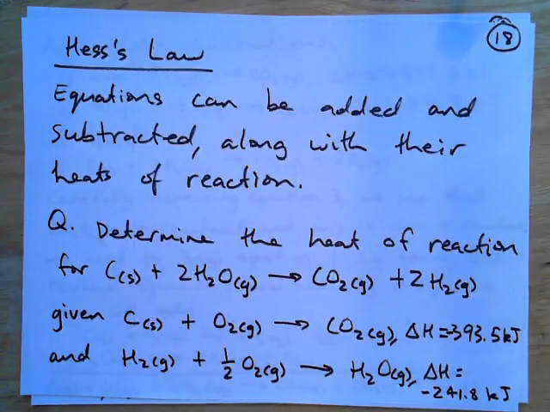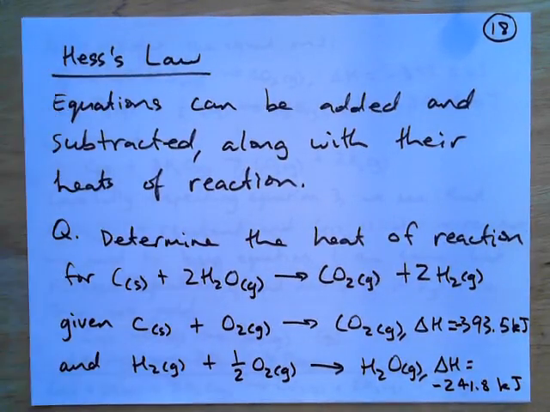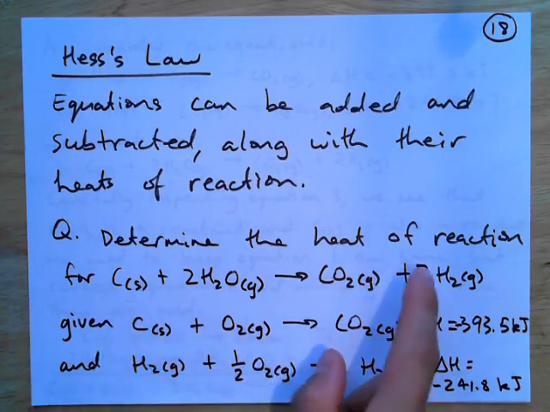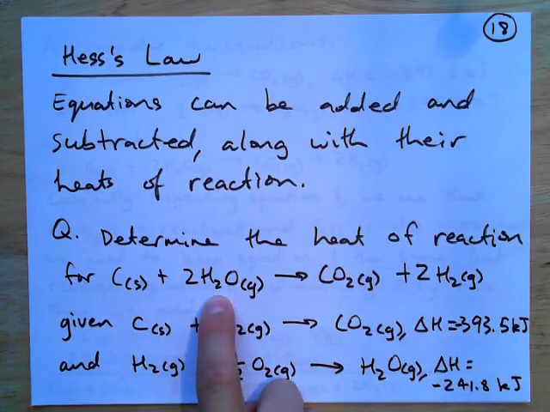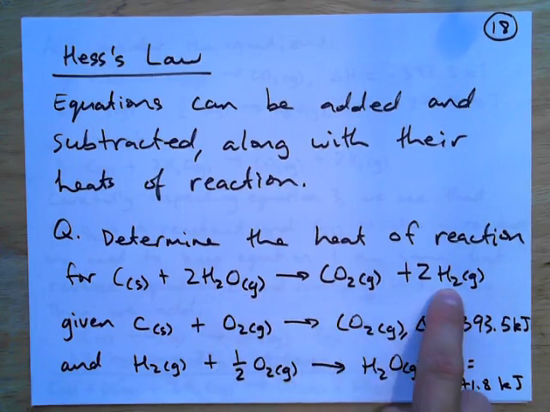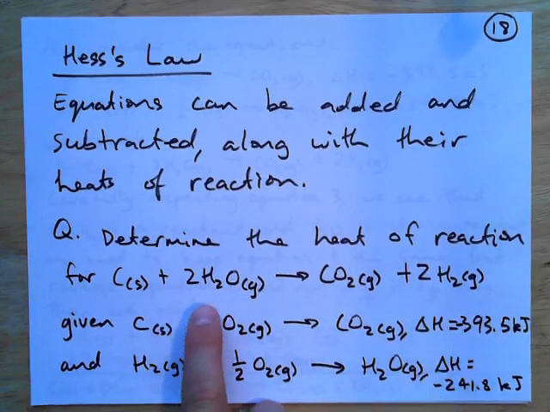Hess's law: equations can be added and subtracted along with their heats of reaction. So Hess's law is a way for us to determine the enthalpy of reaction for a certain reaction just by looking at similar reactions that can be added to give that reaction. The best way to understand this is to look at an example. For this reaction, you want to determine the heat of reaction for carbon solid reacting with water to give carbon dioxide and some H2 gas. We don't know the delta H for this top reaction.